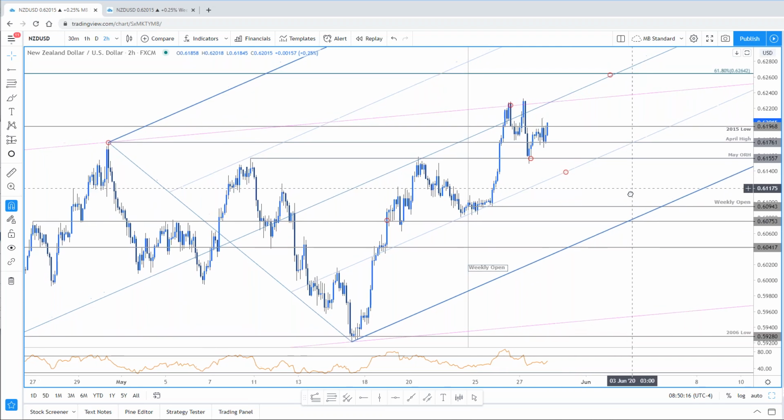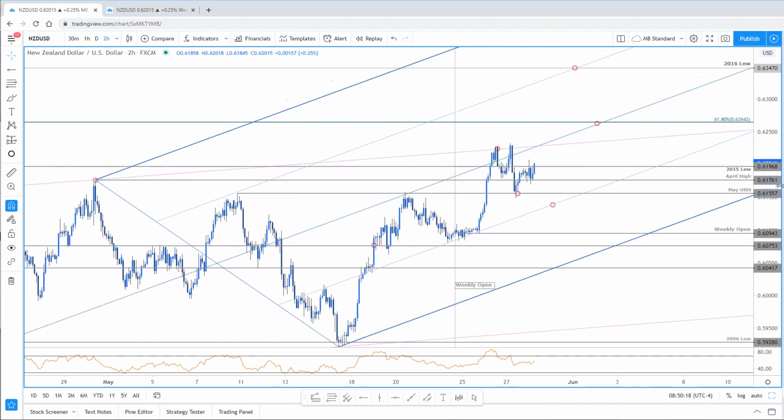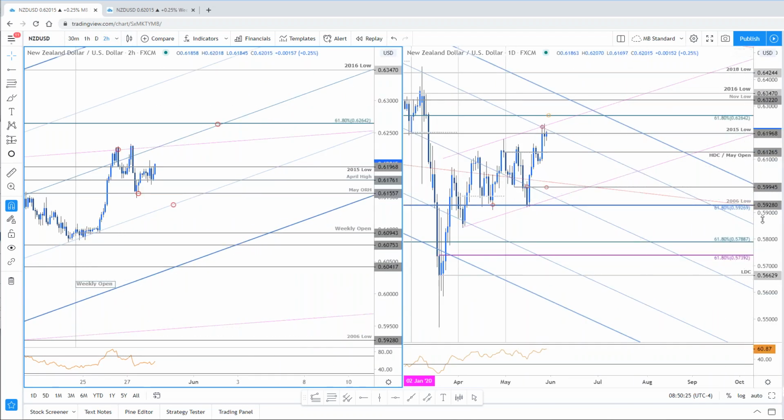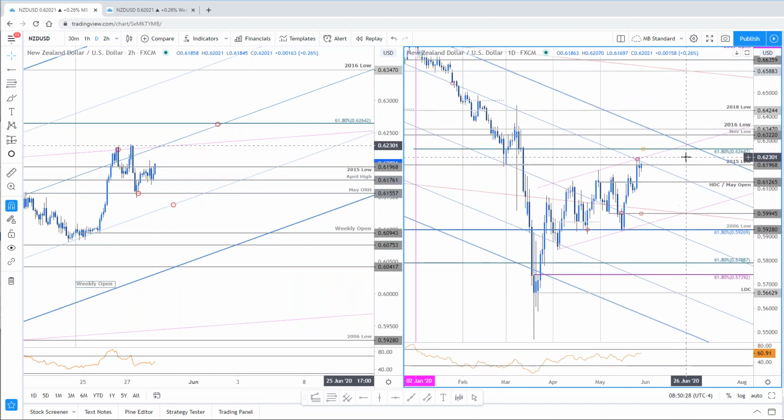So that's Kiwi. Questions on Kiwi? Still liking the long side, but you're running into trouble here. So watch for exhaustion out of 62.64. That's number 4, Kiwi dollar.